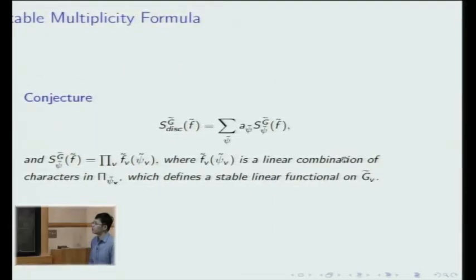I think it's quite a big conjecture that you can decompose this stable distribution into pieces, and they are parameterized by the so-called alpha parameter. But the main point is that each piece is essentially the product of local stable distributions, and the stable distributions associated with packets. And here, in the general case, they are associated with alpha packets, but in particular, they will be associated with the packet that we have been talking about in the endoscopic character identity.